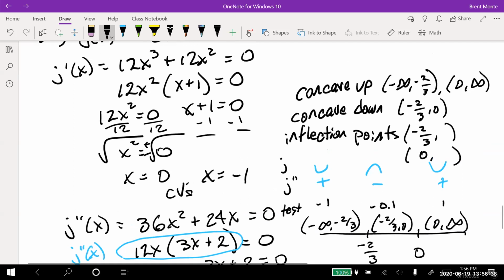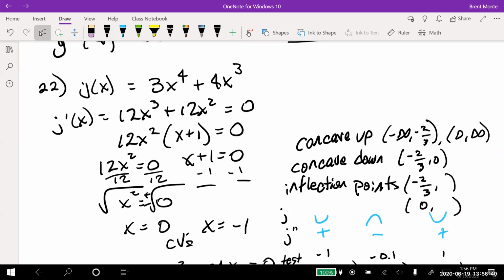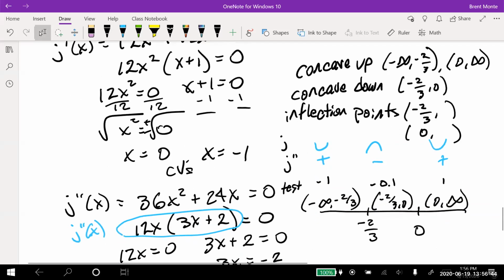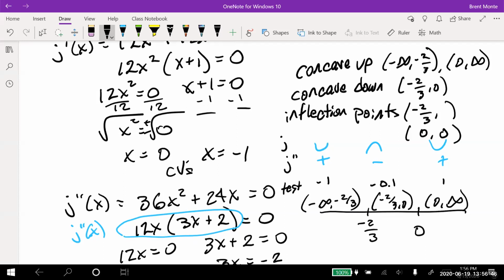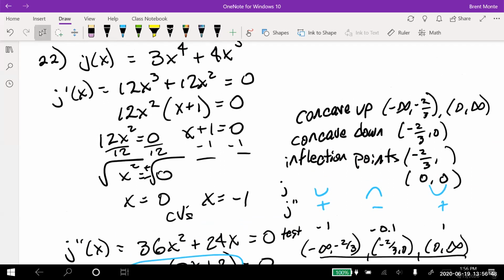If I plug in 0, that'll be easy enough. 0 is going to give me 0. Going back to j of x, 3 times 0 to the 4th plus 4 times 0 to the 3rd, that's just 0. The negative 2/3, I'm going to have to figure these out. So this value here is going to come from the original function, j of negative 2/3. And I'm just going to use my calculator to tell you what it is.